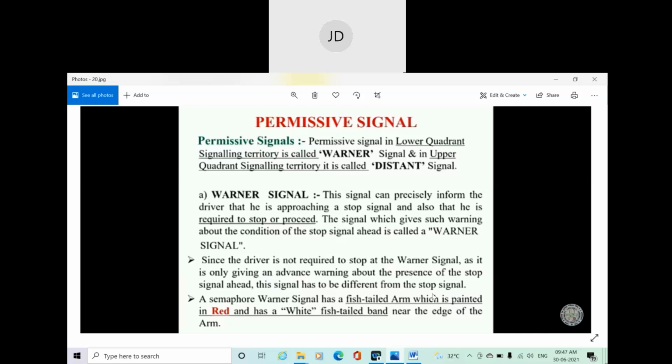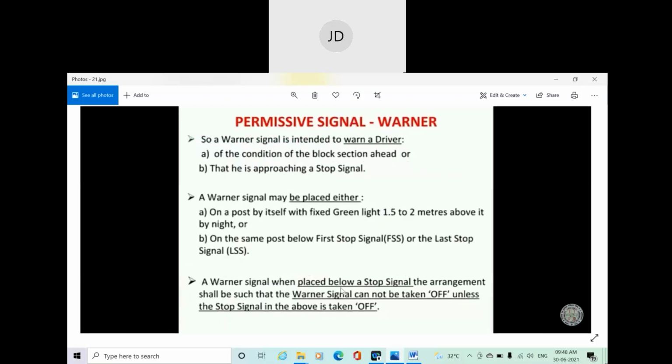How can a particular loco pilot understand, from a distance apart, whether the semaphore instrument is a stop signal or a warner signal? We have to differentiate even just by looking at it. So how can you make it different from a stop signal? A semaphore warner signal has a fish-tailed arm. Mind it, fish-tailed arm, which is painted red and has a white fish-tail band near the edge of the arm. I'll show you one fish-tail arm.